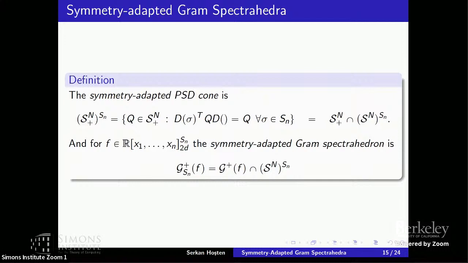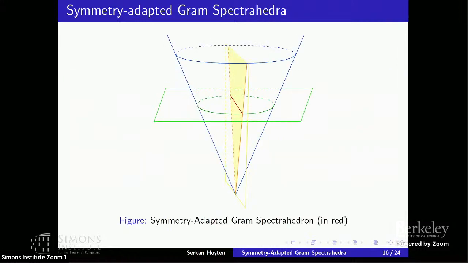Similarly, if I give you a symmetric polynomial, I can look at the symmetry adapted Gram spectrahedron. That's the Gram spectrahedron intersected with the fixed point subspace, something much, hopefully, nicer and smaller. So here's a picture to represent this. The plane is the vector space of symmetric matrices of your choice. The blue cone is the PSD cone. The green hyperplane is a hyperplane given by a polynomial, maybe. You intersect and you get the green ellipse.